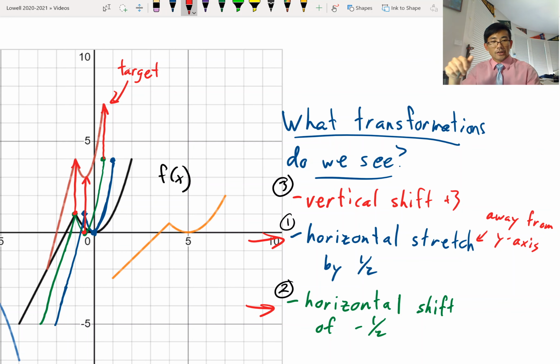Okay, I'm gonna stop the video here just because it's kind of long, but I do want to talk about how to get the equation of this red graph now.